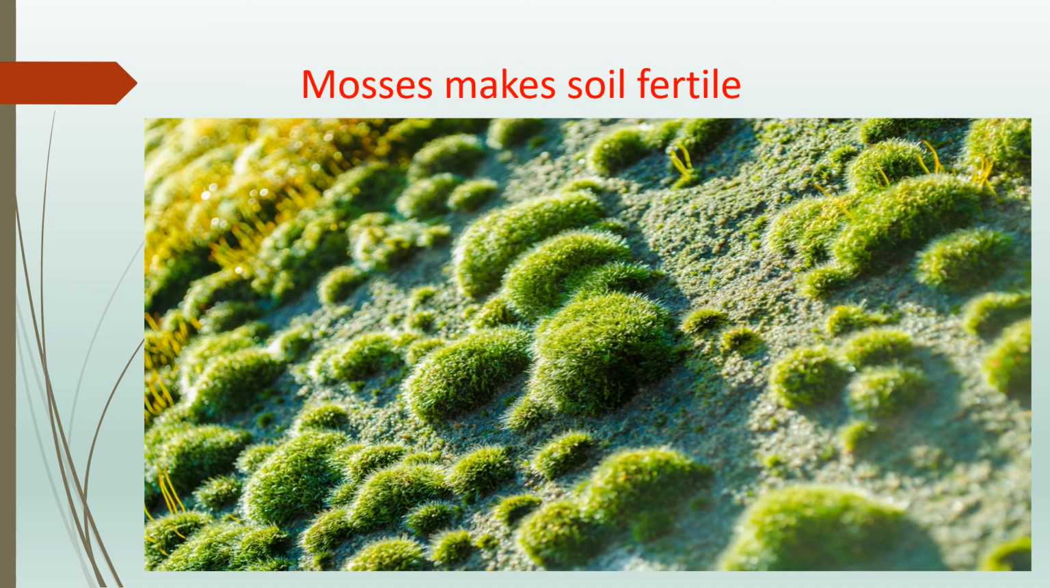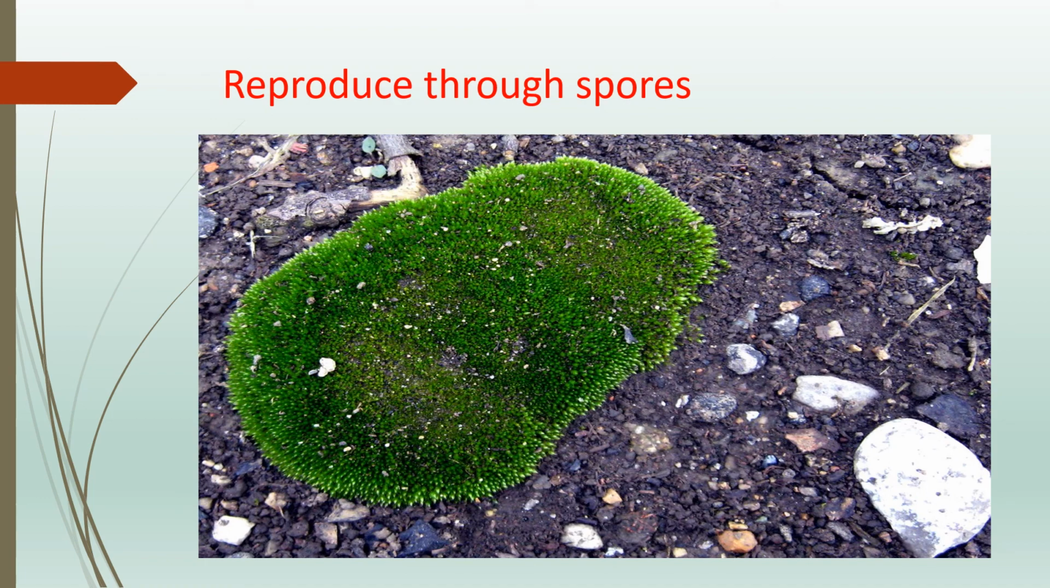Mosses make soil fertile. How do mosses make soil fertile? After their death, what happens to them? They rot and mix with the soil. This makes the soil fertile. Now, how do they reproduce? They reproduce through spores. At the top of a moss plant, there is a small cap-like thing. We cannot see it with our naked eyes. With the help of a microscope, we can see that it has spores from which new plants grow.